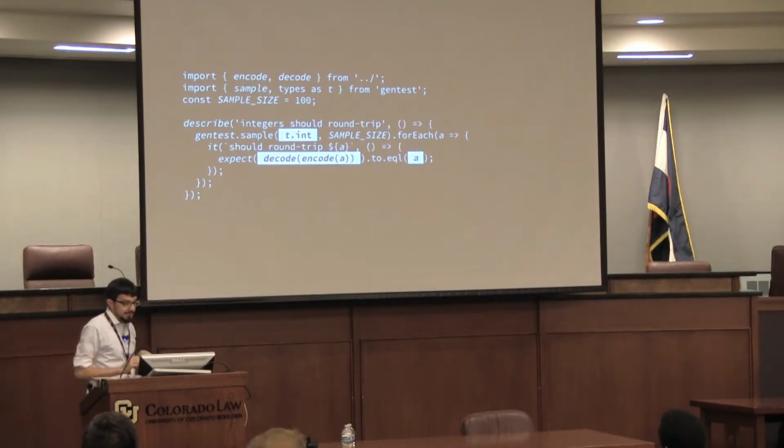This other example shows a case when we have a function and its inverse, and usually when we have that, we can test round tripping through those functions. So here we're sampling integers again and ensuring that the round trip gives us the same thing that we started with.